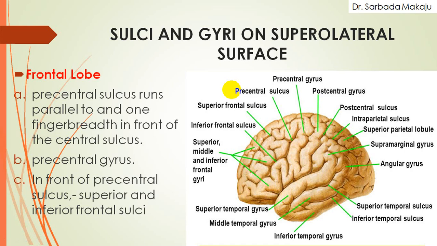Now the sulci and the gyri that are present on the superior lateral surface. In the frontal lobe, there is a sulcus which is known as the precentral sulcus. It runs parallel to the sulcus which I have described, the central sulcus. Now, in between the central sulcus and the precentral sulcus, there is a gyrus. This is known as the precentral gyrus.